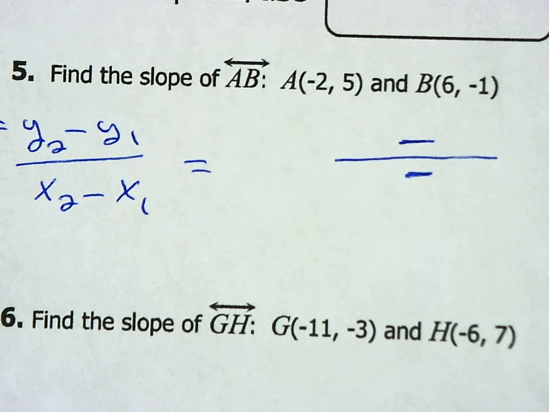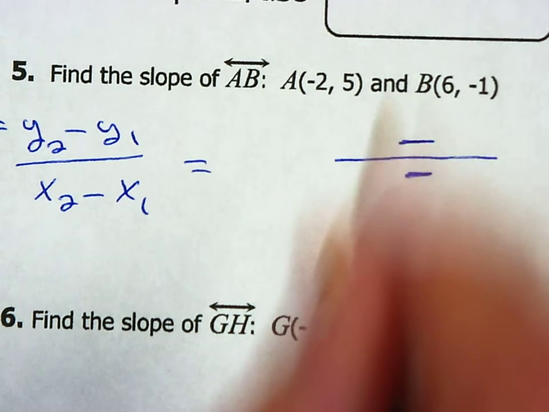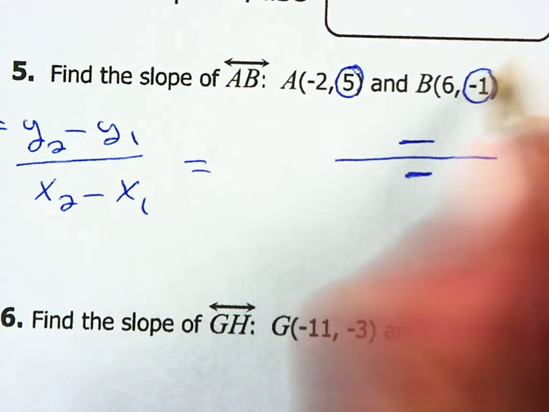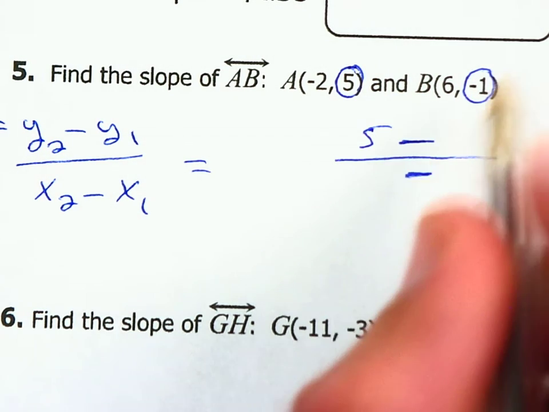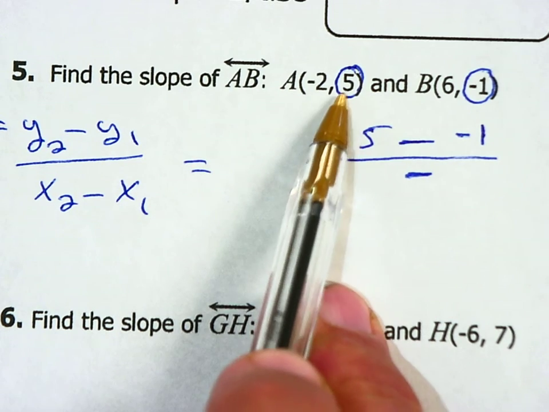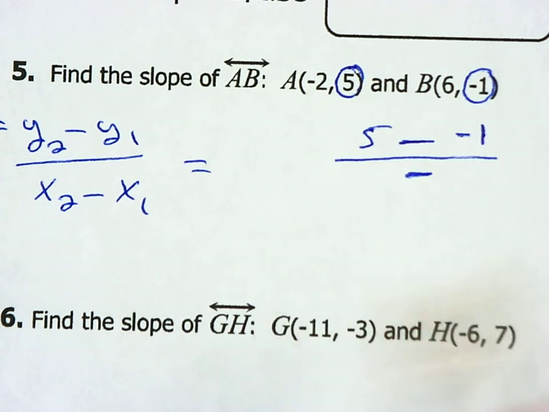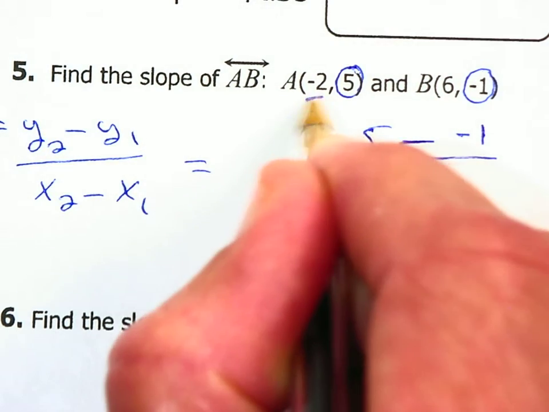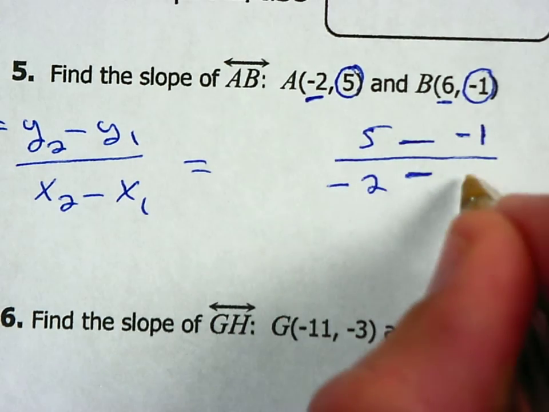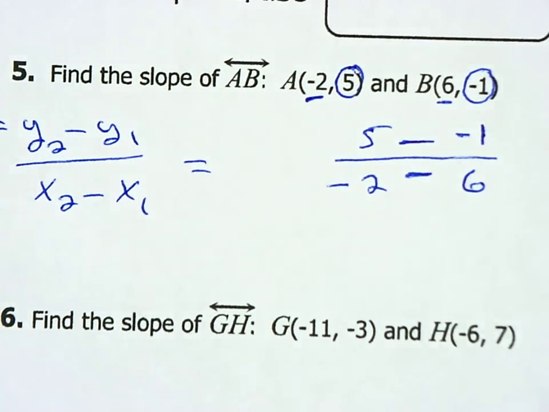And I would just circle the y's right away. So look, this is a y value, this is a y value. So 5 minus -1. And notice I went left to right. So when I go to pick the x's, I'll underline the x's, you're also going to go left to right. Okay, you follow me?